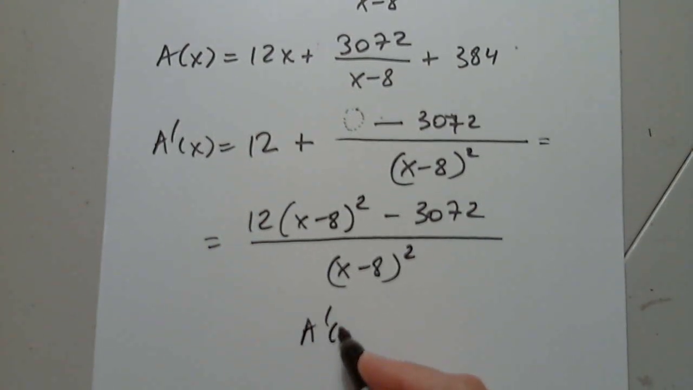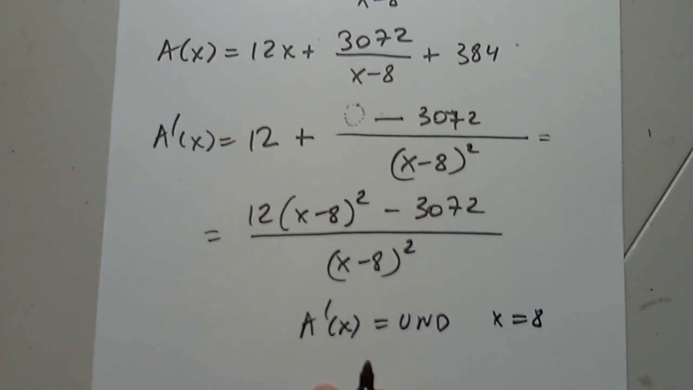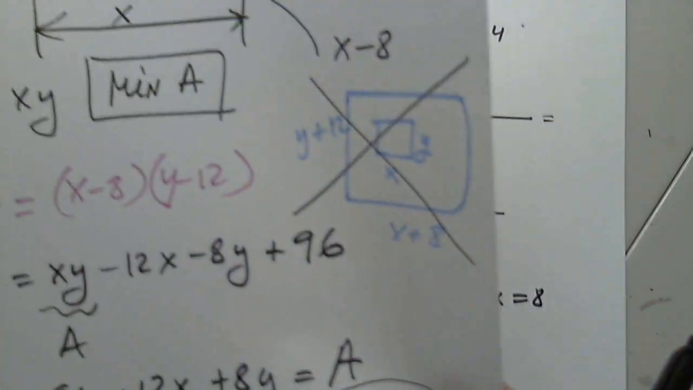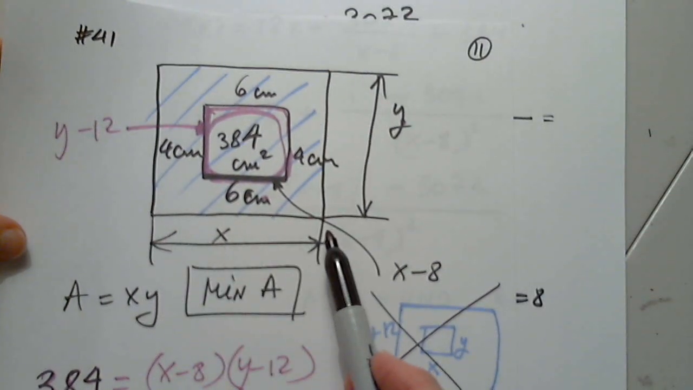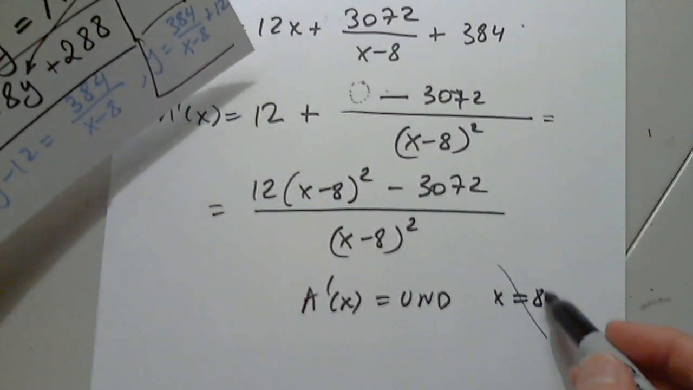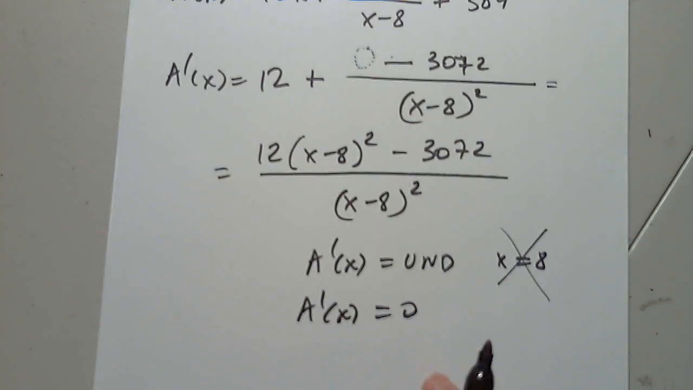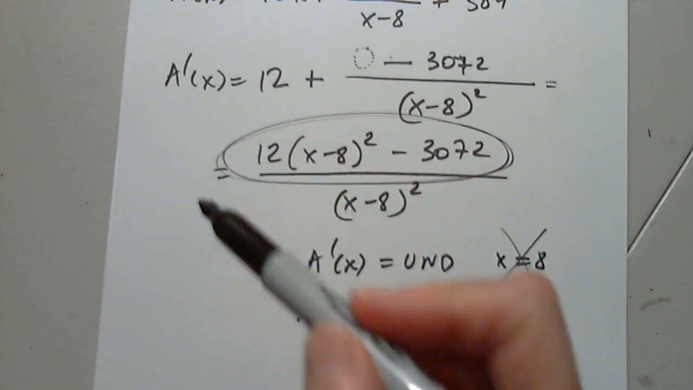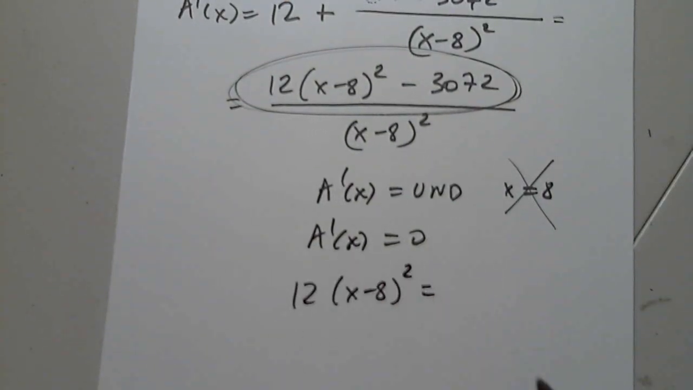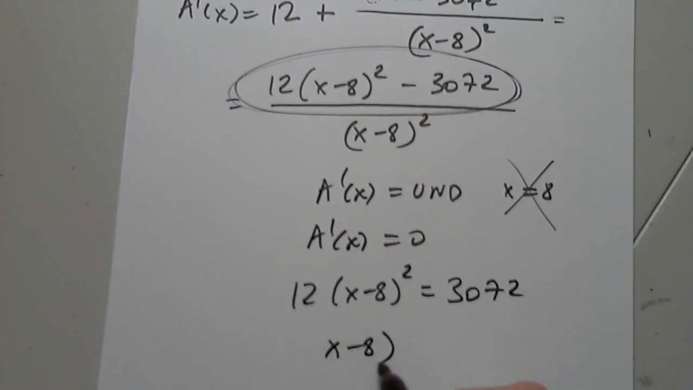So A prime is undefined when x is 8. But it cannot be 8 because if x is 8, 8 minus 8 will be 0, and this is 0. So that's not possible. And A prime of x is 0 when the top is 0. So 12 (x minus 8) squared equals 3072. Move this to the other side. So then (x minus 8) squared.